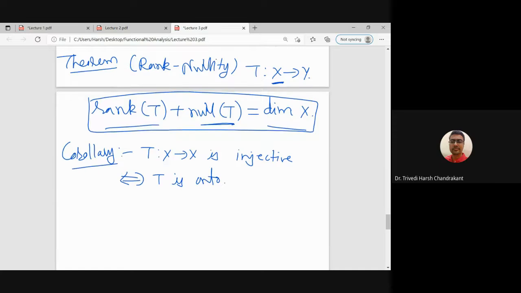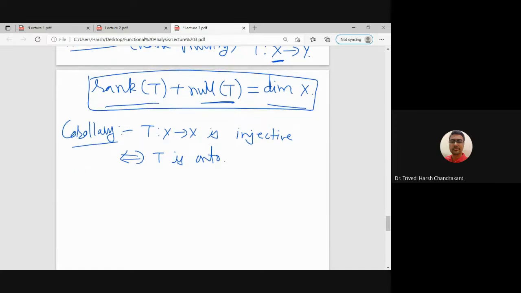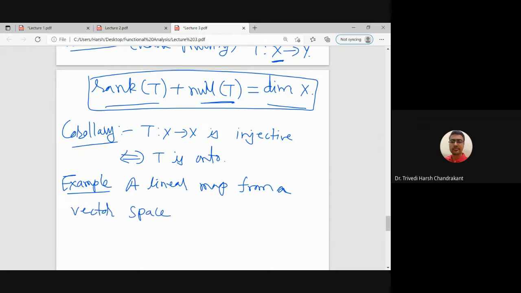There are certain examples of linear maps which are very useful. They are known as linear functionals. A linear map, a linear function, from a vector space to the one-dimensional space.